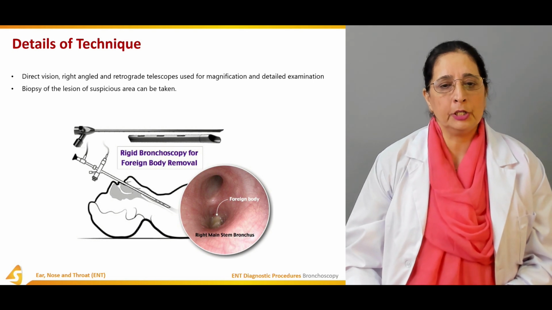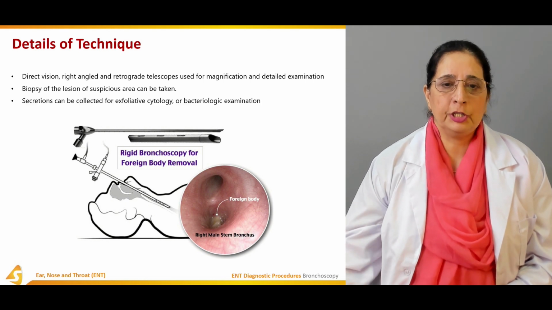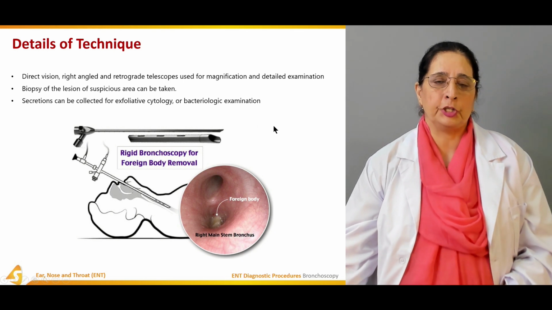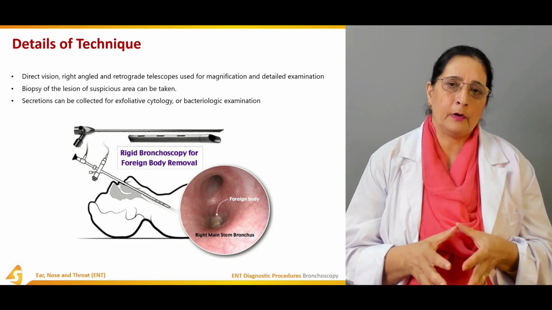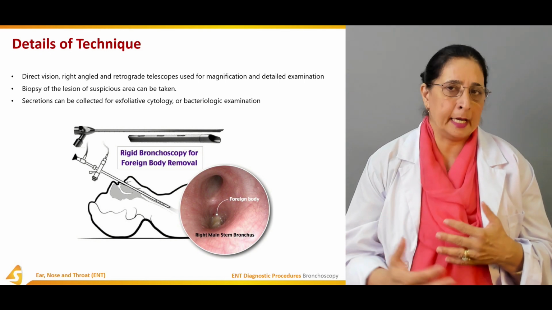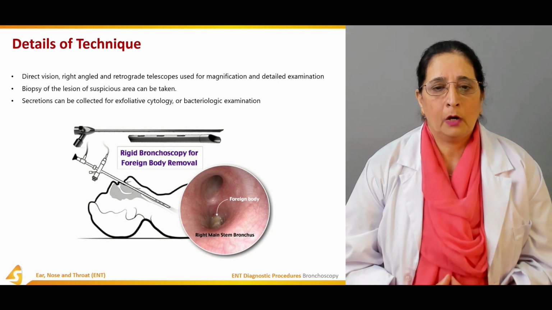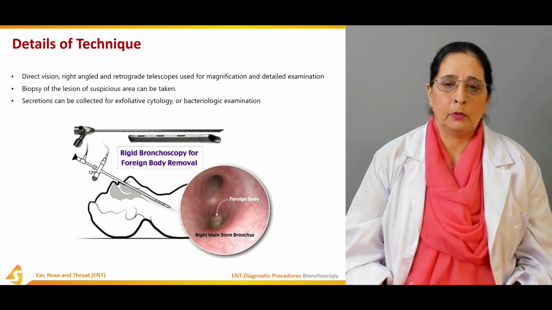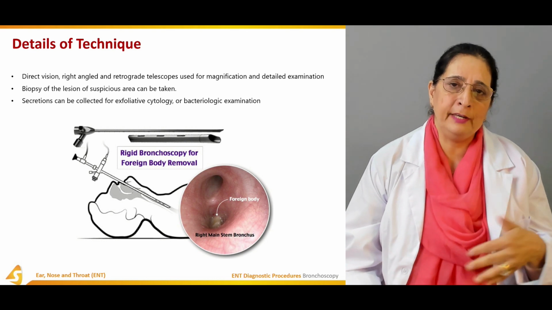Biopsy of the lesion of suspicious area can be taken. Secretions can be collected for cytology or bacteriological examination. So once the bronchoscopy is performed, besides removing the foreign body, if there is any growth or any abnormality observed, we should biopsy that growth, or if there are any secretion present and there is any mucus present, we should remove that, for a bacteriological and cytological examination, and to relieve the condition also.